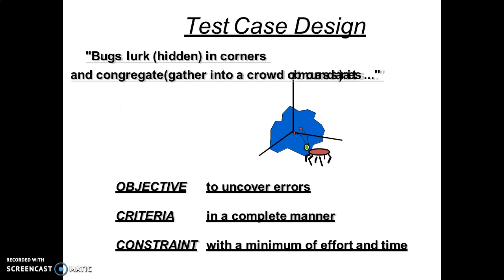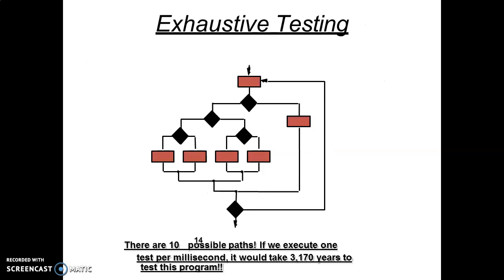So, test cases. To test the software, we have to write test cases. Now, what is the observation from the industry point of view? Experienced people say that bugs lurk, hidden in corners, and they congregate together in the system. So what is the objective here? To uncover errors. When we write test cases, our objective is to uncover the errors. What is the criterion? We want to uncover the errors in a complete manner. And what is the constraint? Of course, time: with a minimum of effort and time.